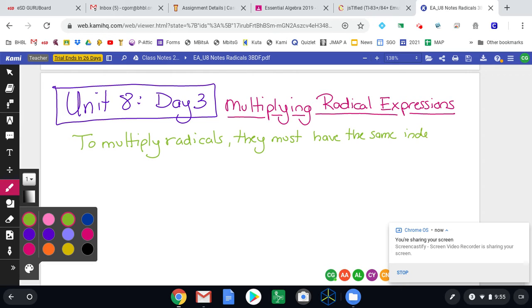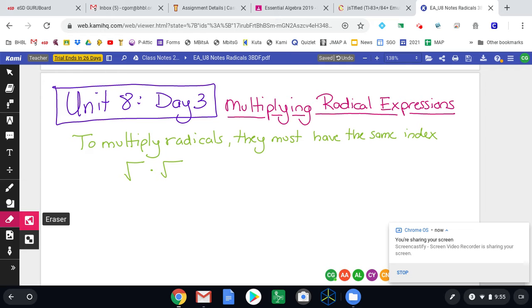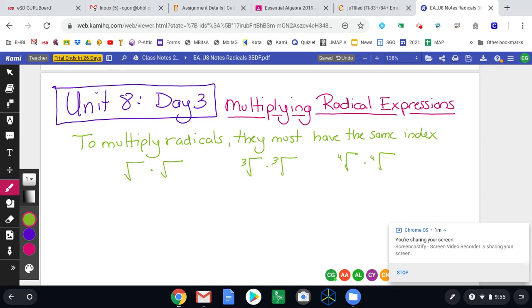Now, we have all been talking about square roots. So if we have a square root times a square root, there's really a 2 there. We just don't usually write it. That would be okay. Things like cube roots and cube roots would be okay, or fourth roots and fourth roots, but we can't mix them together. So that's just something we don't consider. We're only going to be really considering square roots times square roots.